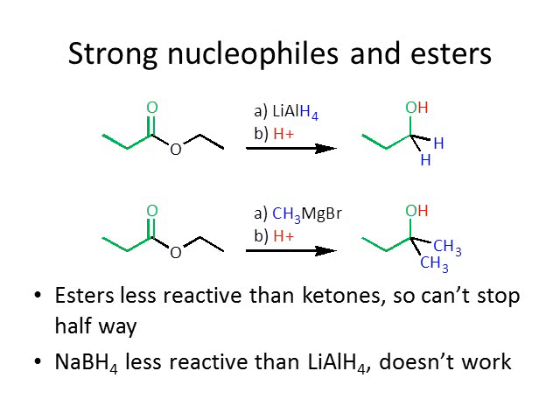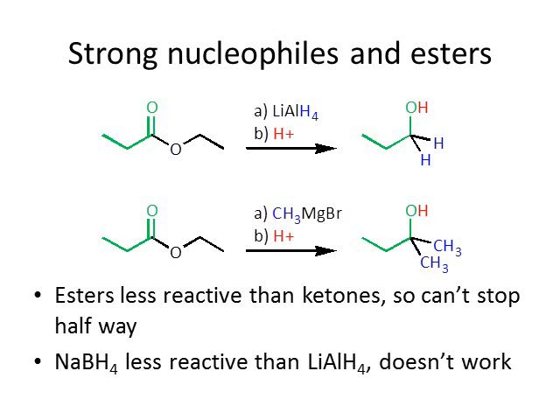If I took an ester and a strong nucleophile, like lithium aluminum hydride or a Grignard agent, I would add 2 equivalents, and so I would end up making an alcohol. But notice, depending on if I use a hydride agent, I will make a primary alcohol. If I use a Grignard, I will make a tertiary alcohol. I can't make a secondary alcohol by this particular pathway.